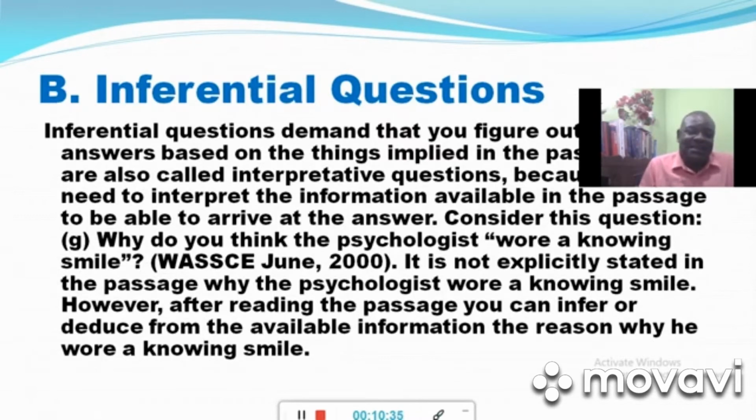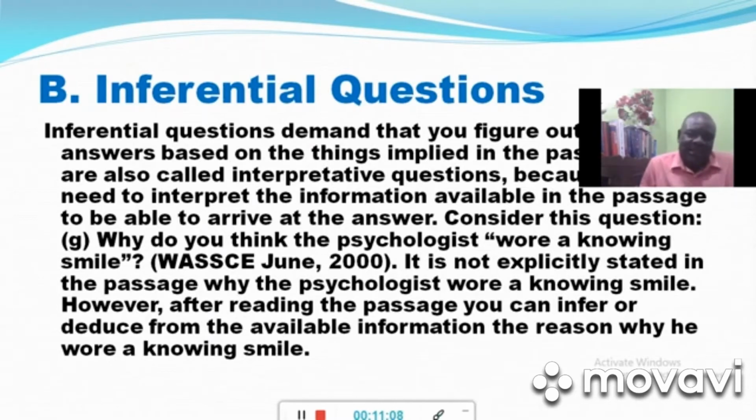So when the psychologist called eventually at the end of the agreed period and asked the man, "Have you divorced your wife?" the man answered with a counter question: "Divorce? Not in a million years. I will never divorce her. I love her so much." So the psychologist wore a knowing smile.